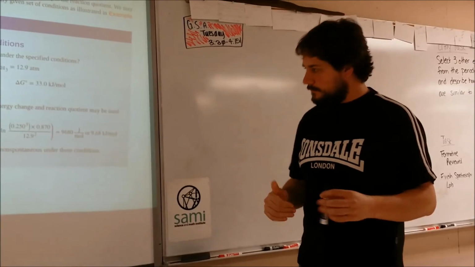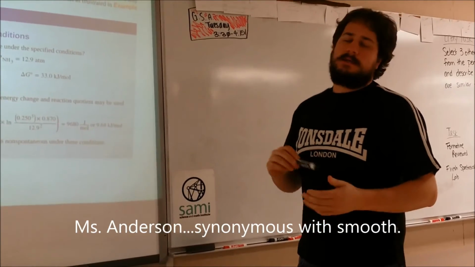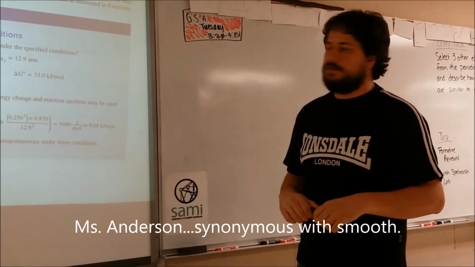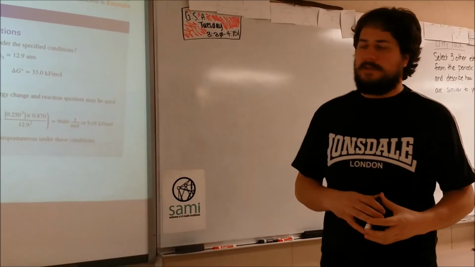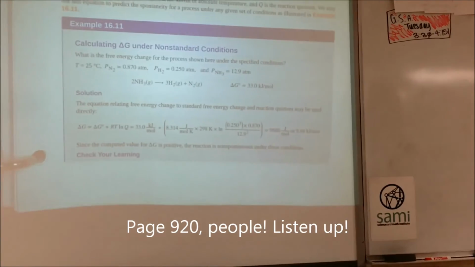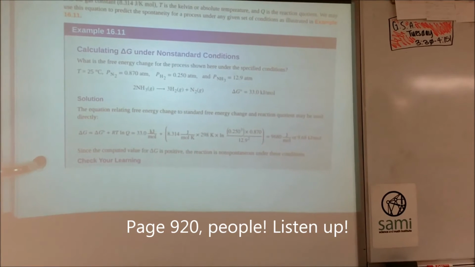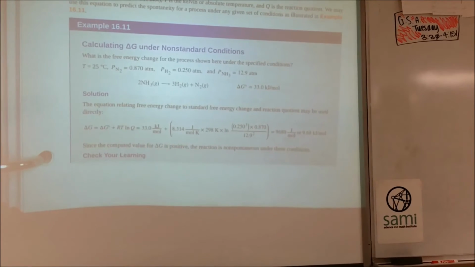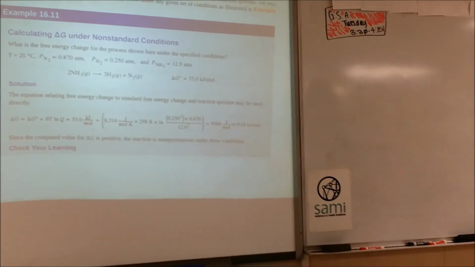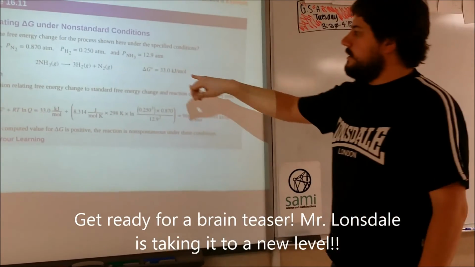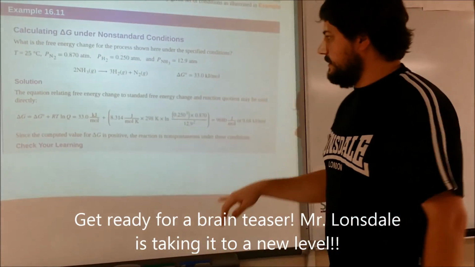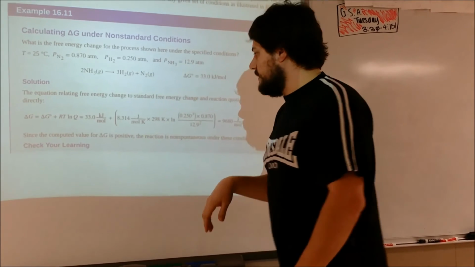So what this means in terms of the actual math can be found on page 923, sample problem 16.11. And it says calculating delta G under non-standard conditions. So we've talked about all of these things being at standard conditions, and now we're going to talk about them at non-standard conditions. So we're looking at something where it's not 1 atmosphere, where the temperature is not 0 degrees Celsius. So all of these things are non-standard.